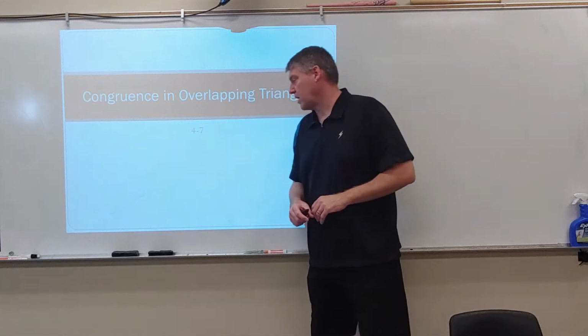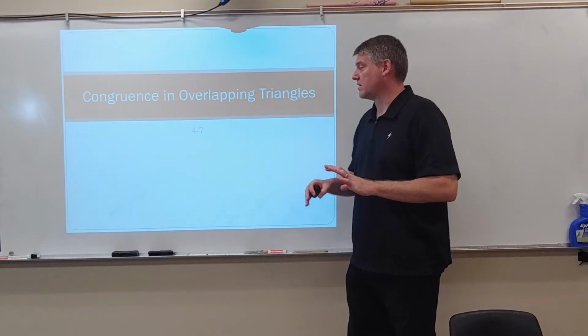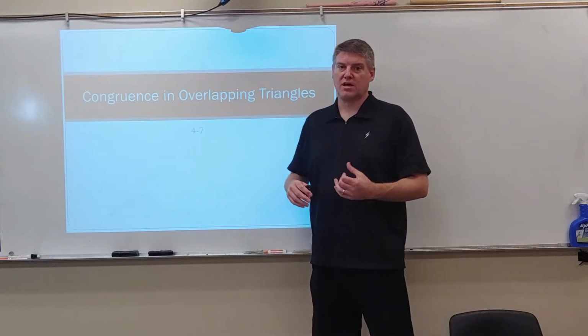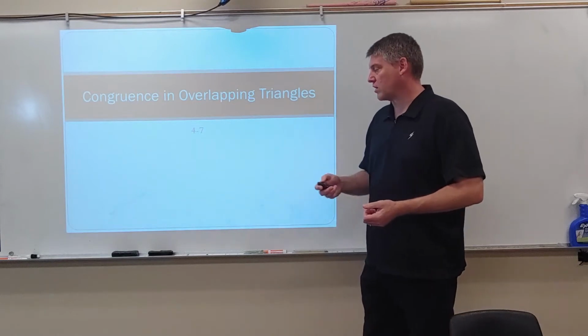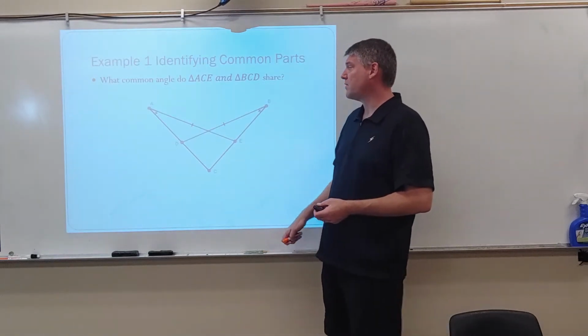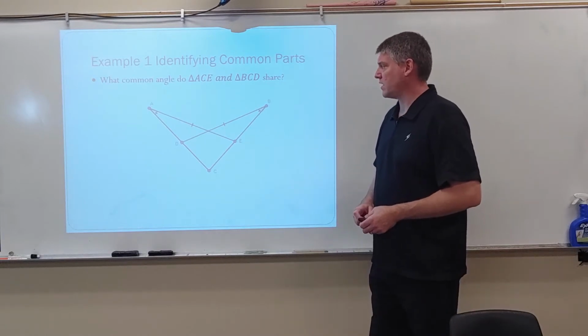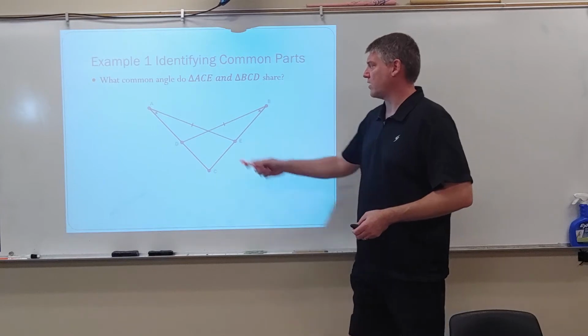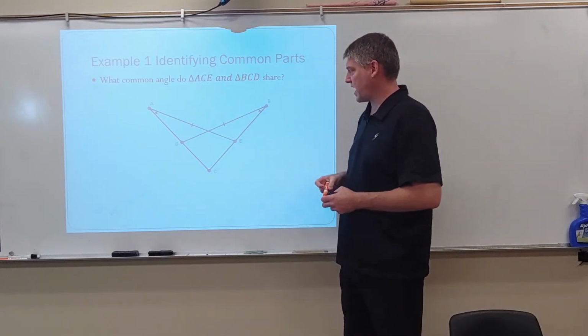All right, we're going to talk about congruence and overlapping triangles. A lot of this is looking at triangles, maybe separating them out to see which triangles are congruent. So here's our first example. It's identifying common parts. What common angle do triangle ACE and triangle BCD have?